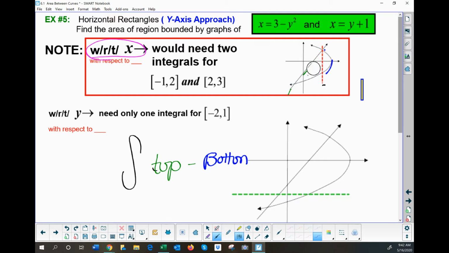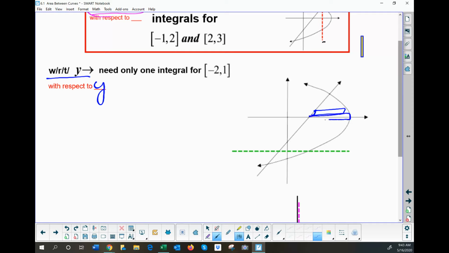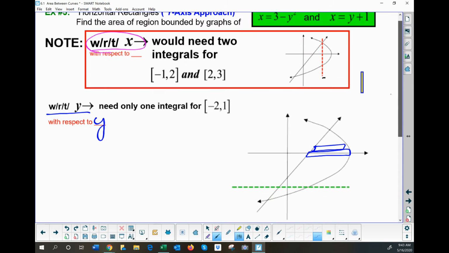Instead, there's a technique where we can look at it with respect to y. And when I do that, I'm talking about horizontal rectangles. Think about flooring. If I were to lay wood flooring, I've got choices, right? I can lay the planks horizontally, or I can lay the planks vertically. How would I capture the length of those planks?